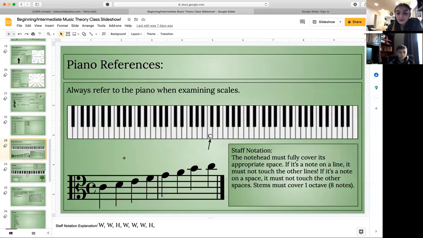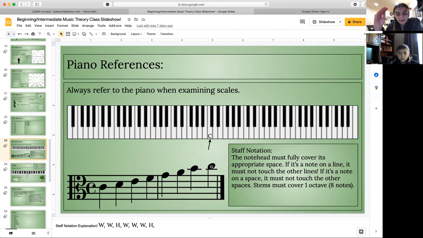Okay. With that, I'm able to understand that if this is my ledger line, I have a space above my first ledger line, my first upper ledger line, excuse me. And so this is C as well. This is basically around where the treble clef staff would meet.